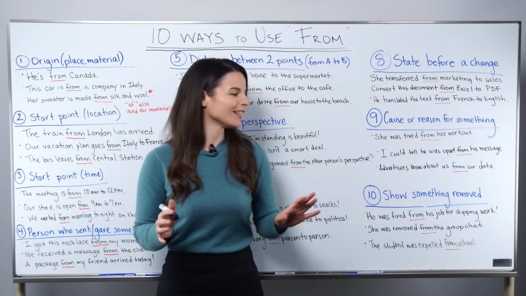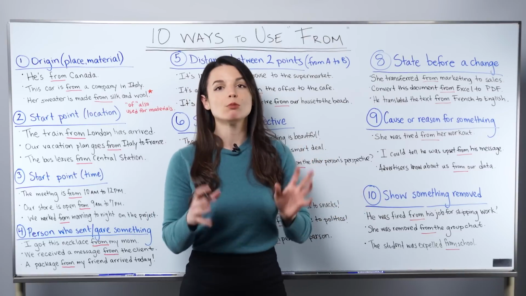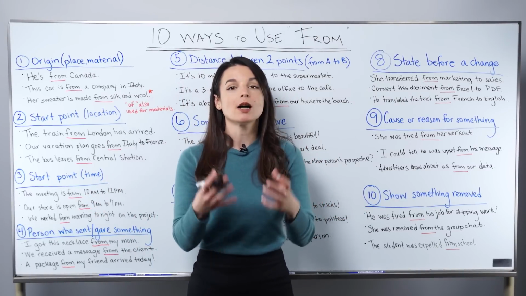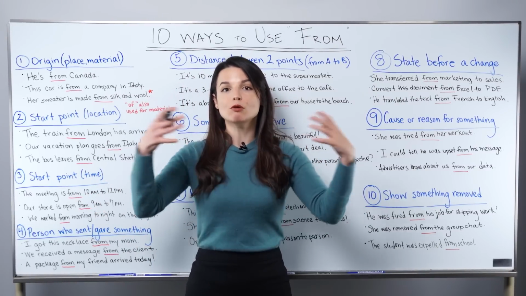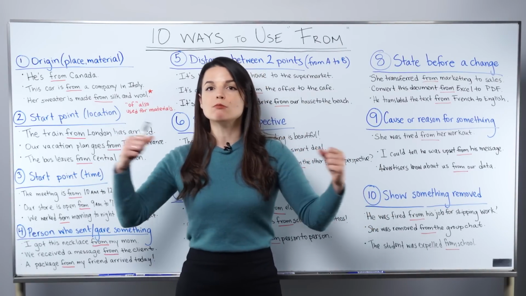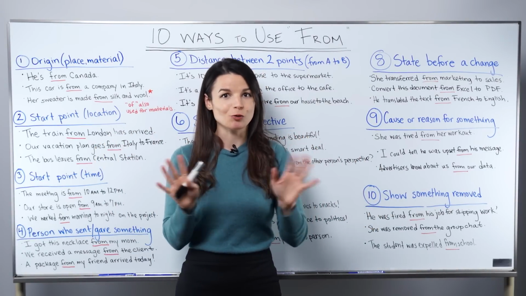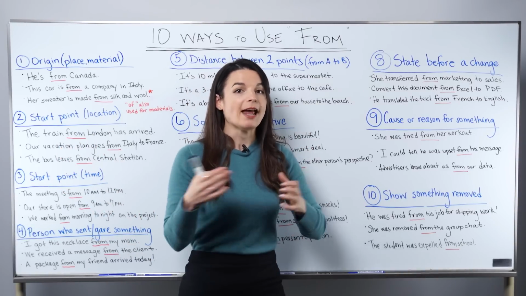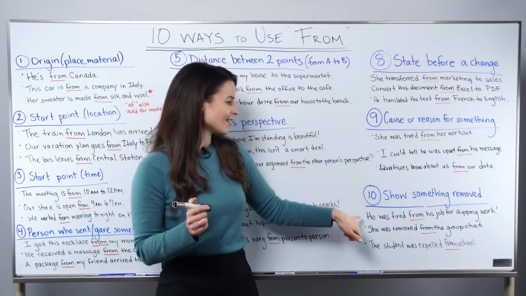Number 10, the last one is to show something removed or to show someone removed. We often use this when we're talking about people removed from a situation. So the key here is the person is removed. That means they did not choose to go out of the situation. Instead, they were taken away. So let's look at these examples.